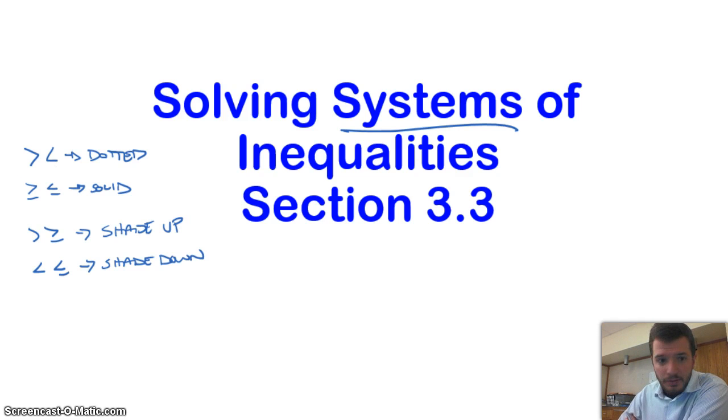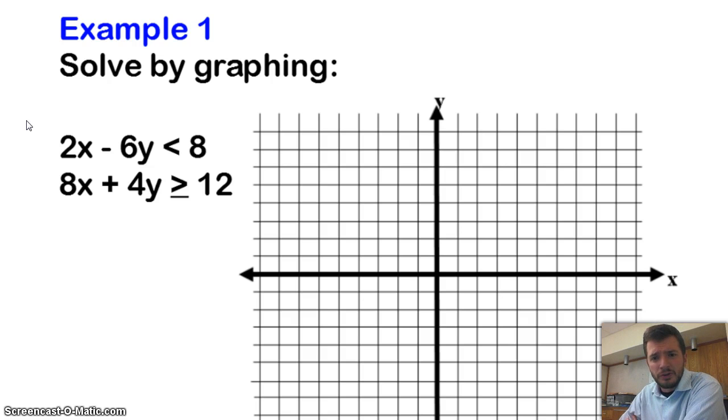First example, you'll notice that neither of them are solved for y. I'll do this top one in blue and the second one in green. Let's start with the blue one. I'm going to solve for y here, so I'll subtract 2x from both sides. The reason I'm doing this is because it's a negative. When I divide by -6, I'm going to have to flip the sign.